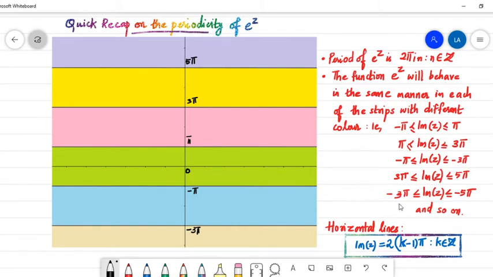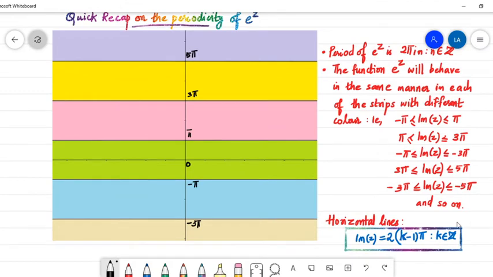Okay, and these horizontal lines can be generally formulated as imaginary part of z is equal to 2 into k minus 1 into pi. There is a little difference there. Here it will be 2 into k minus 1 into pi. That means it is odd, right? So that was what we had concluded in the last session.